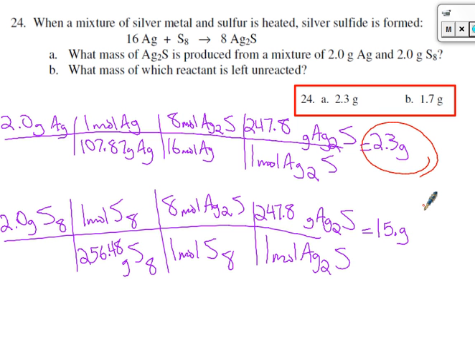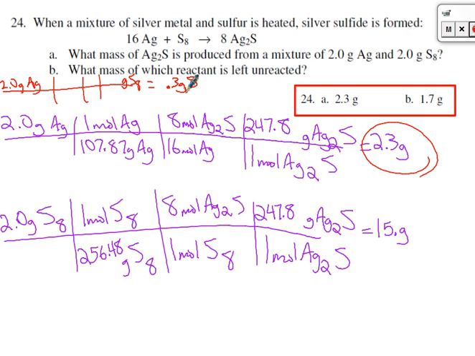Now, there's two ways to answer part B. One is, again, using dimensional analysis. You now know that the silver is limiting and the sulfur is not. So you could say, 2 grams of silver, and you could go 2 grams of sulfur that would be needed. And you could figure out how much was used and subtract that, and you would get that 0.3 grams of sulfur were used. You could subtract it from the 2.0 you have, and the leftover would be 1.7.